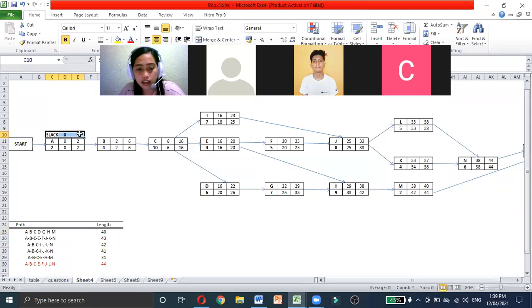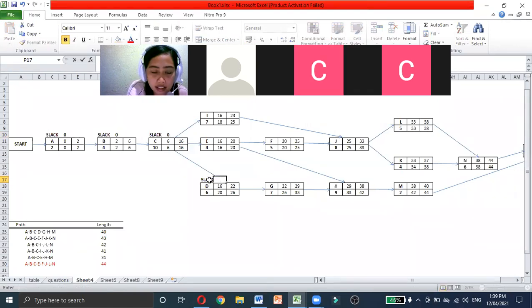Wait, let me copy. Here is 0. And then C? 0. 0. How about D? 4. How many? 4. How about E? 0.